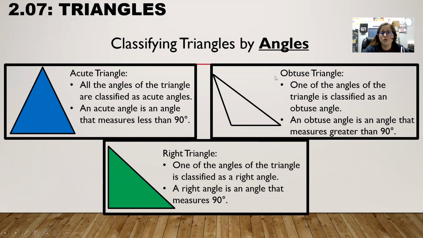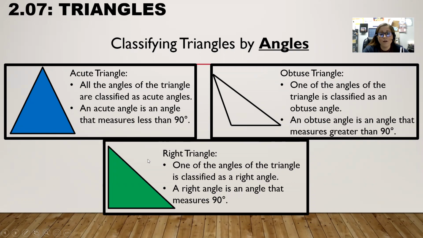Over here, we have an obtuse triangle, which means that only one of the angles of this triangle is going to be classified as an obtuse angle. Only one of the angles has to be classified, not all of them. Only one. So an obtuse angle, remember, is any angle that measures greater than 90 degrees. So 91 degrees is an obtuse angle. In this case, this obtuse triangle is going to have one angle that is greater than 90 degrees.